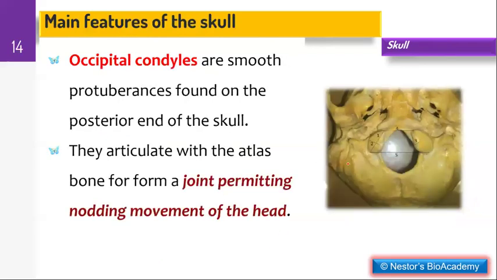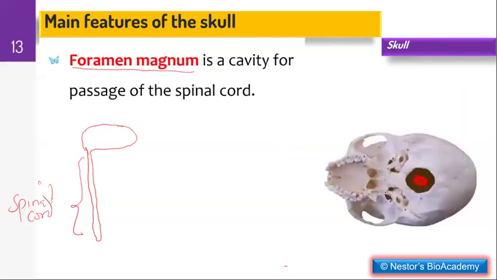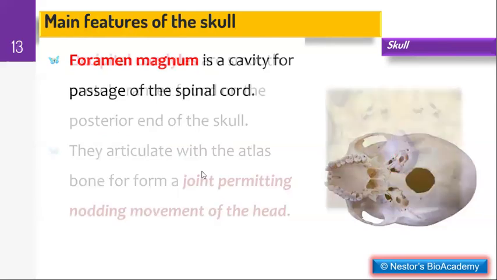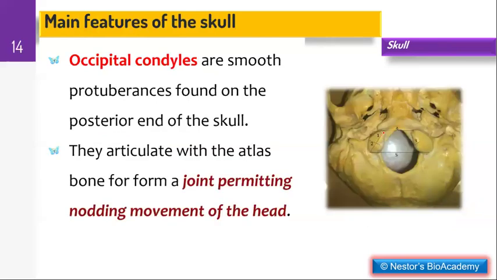And then again, just closer to the foramen magnum, which I'll illustrate better with this illustration coming forward, we always have two smooth protuberances or two smooth protrusions just next to the foramen magnum. These two smooth protrusions are the ones we always refer to as the occipital condyles.